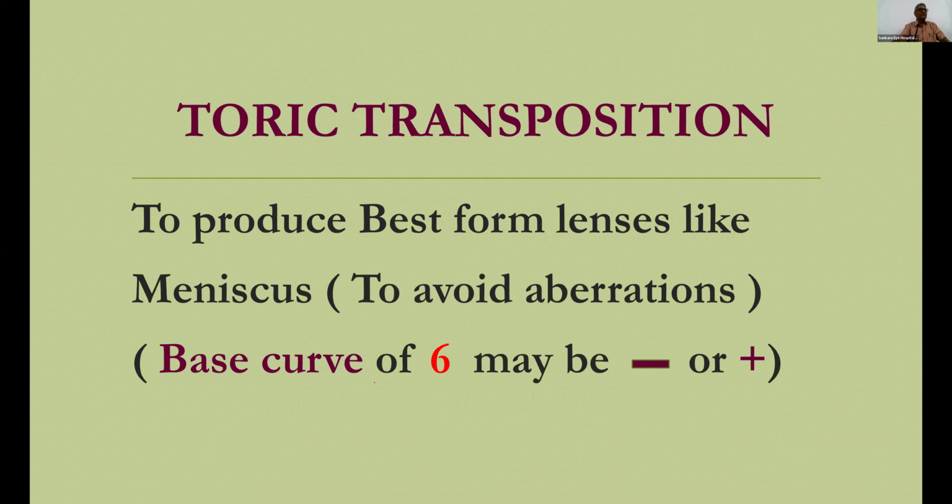Now, toric. What is toric? To produce best form lenses like meniscus, to avoid abrasions, a base curve of minus or +6. By the way, the careful weapon is very, very jujube.